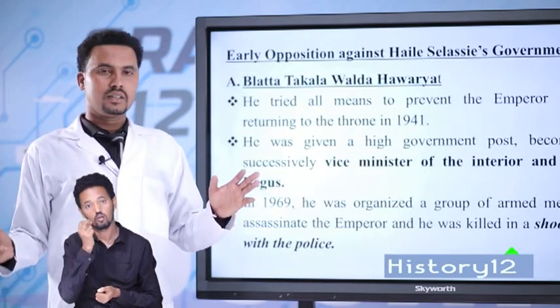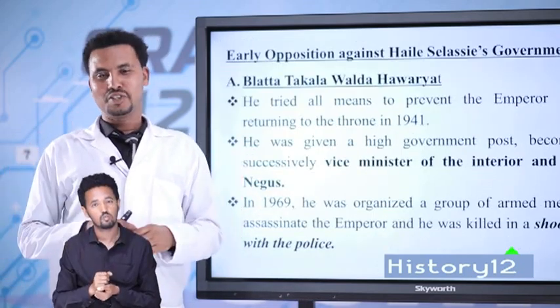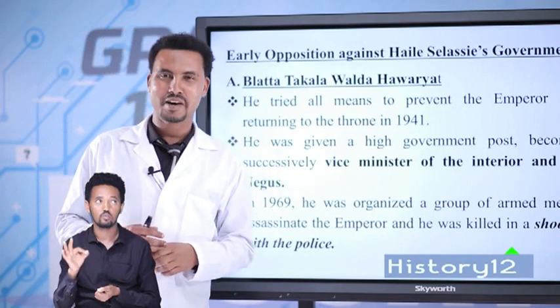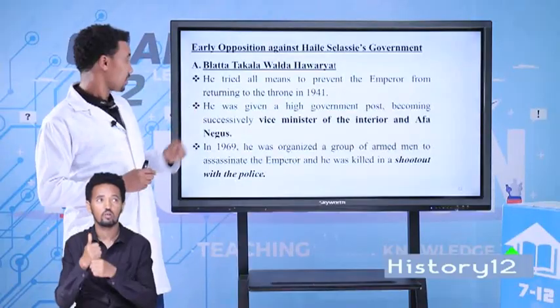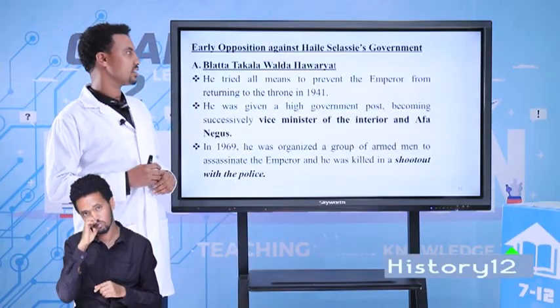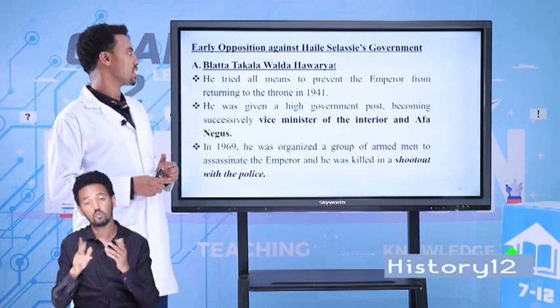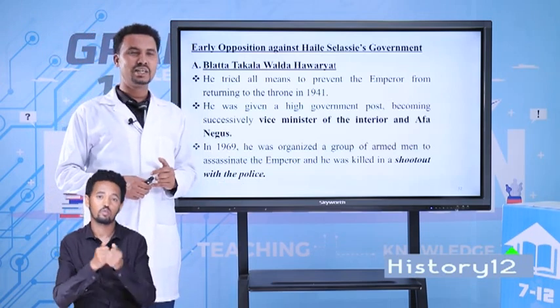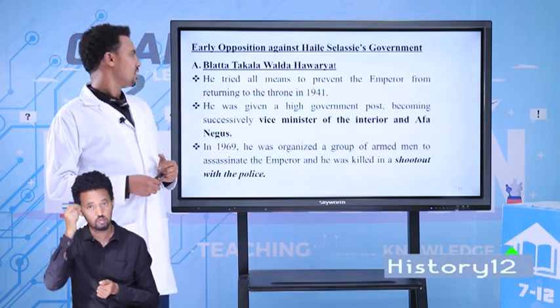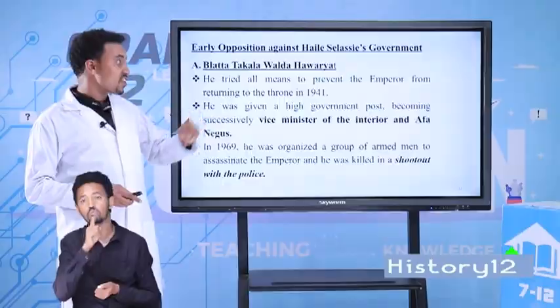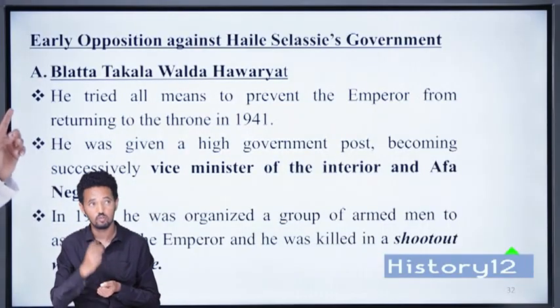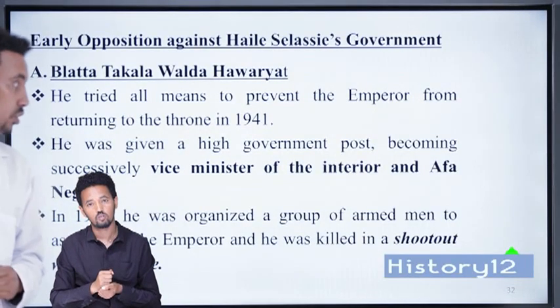Then, in 1993 of the Ethiopian calendar, Eritrea was separated from Ethiopia. The other topic is early opposition against the Haile Selassie government. The first opposition rose from Blatta Takele Wolde Hawariat. He tried by all means to prevent the emperor from returning to the throne in 1941.